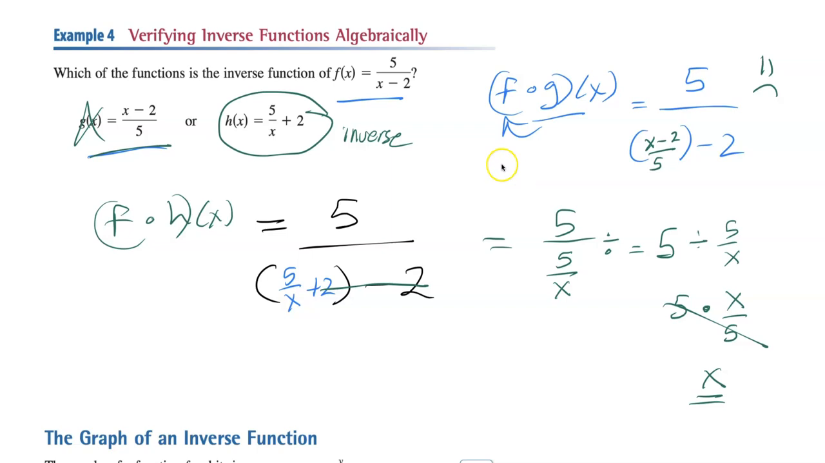So again, when they're inverses, it should work out kind of nicely. You shouldn't have to do a bunch of math. It should be smooth.